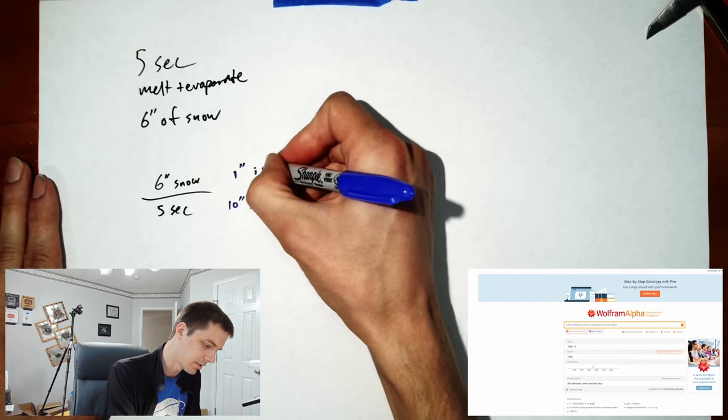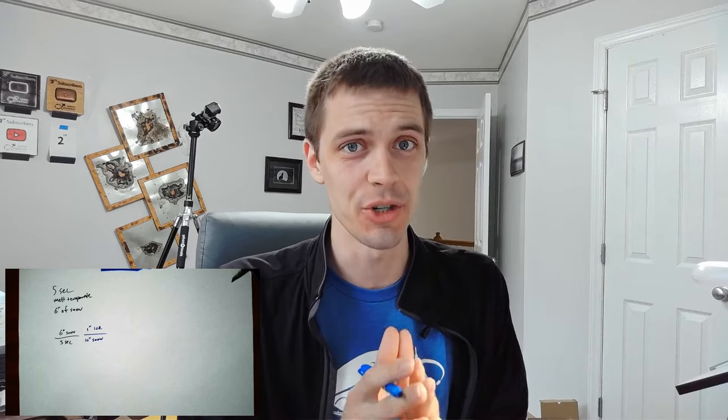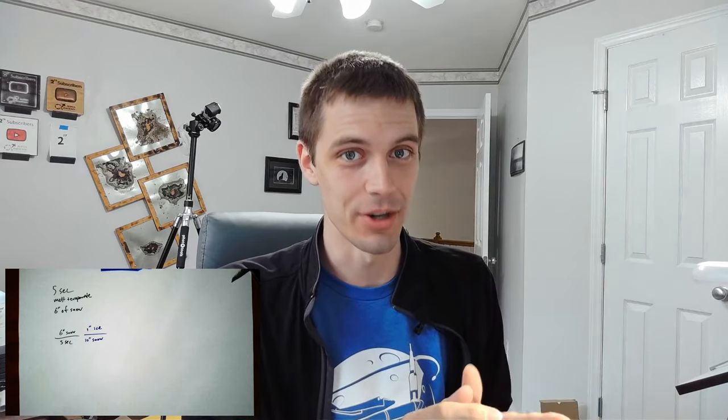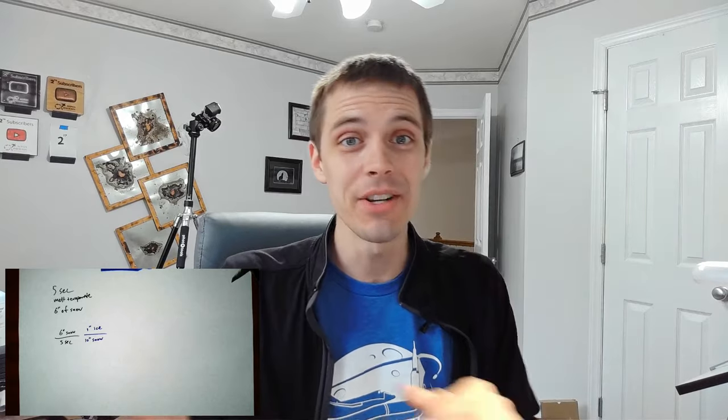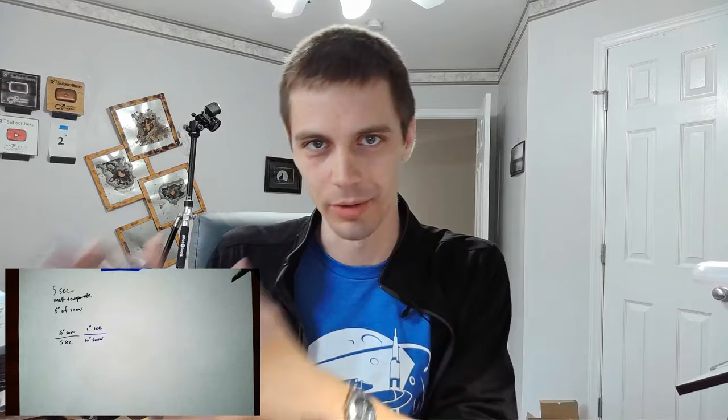1 inch of ice. So we're going to be really generous, and we're going to assume that the ice started at 0 degrees and that the vapor ended at 100 degrees. That means that we don't have any extra energy terms floating around in the solid or vapor.